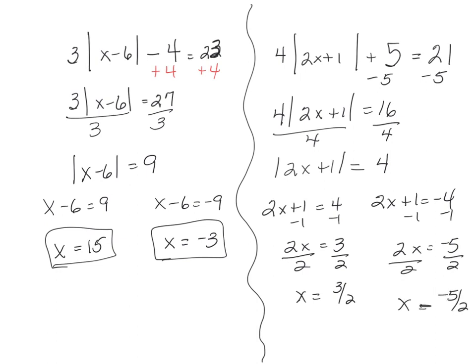Okay, and then we're going to want to plug them in. So if I took 3 halves and plugged it in, 2 times 3 halves is 3, plus 1 is 4. Absolute value of 4 is 4, times 4 is 16, plus 5 is 21. 3 halves works. If I take -5 halves, 2 times -5 halves is a -5, plus 1 is a -4. Absolute value of that is 4, times 4 is 16, plus 5 is 21. So the -5 halves also works.